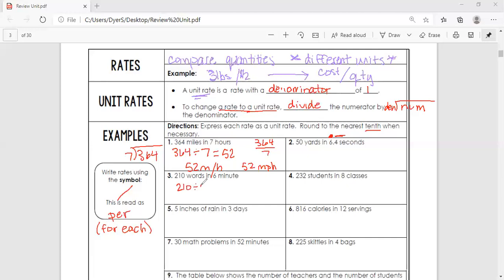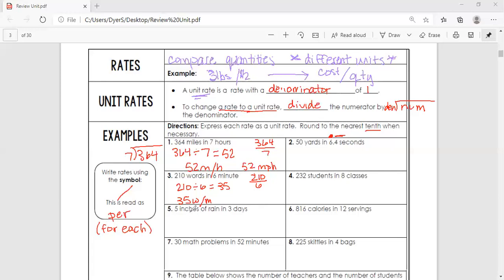210 divided by 6, and that's going to equal 35. So that's going to be 35 words per minute. Now look, if it were written like a ratio, it would look like this. Okay, there we go. Or you could do the P right here, like I did before.